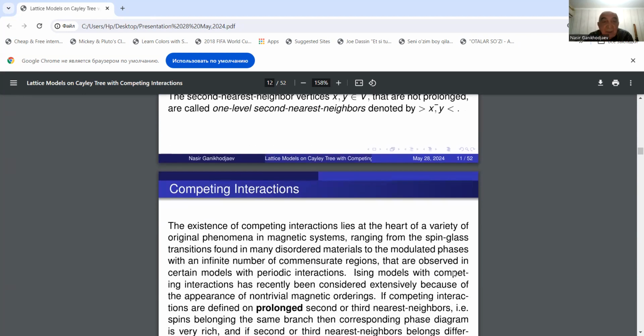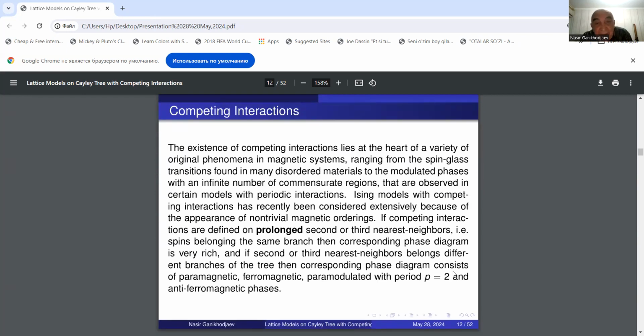And here, very important, the existence of competing interactions lies at the heart of a variety of original phenomena in magnetic systems, ranging from the spin glass transition found in many disordered materials to the modulated phases with an infinite number of commensurate regions that are observed in certain models with periodic interactions. So the Ising model with competing interactions has recently been considered extensively because it has a lot of applications, such as the appearance of non-trivial magnetic orderings.